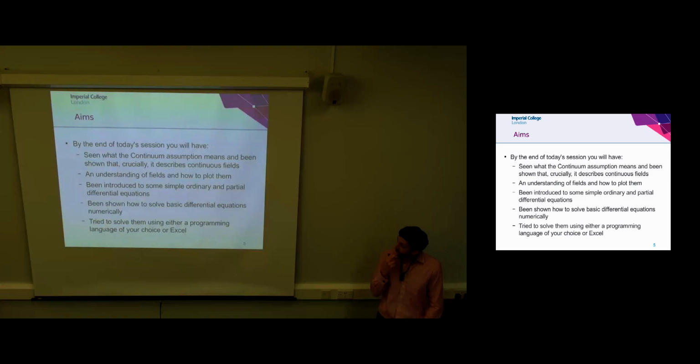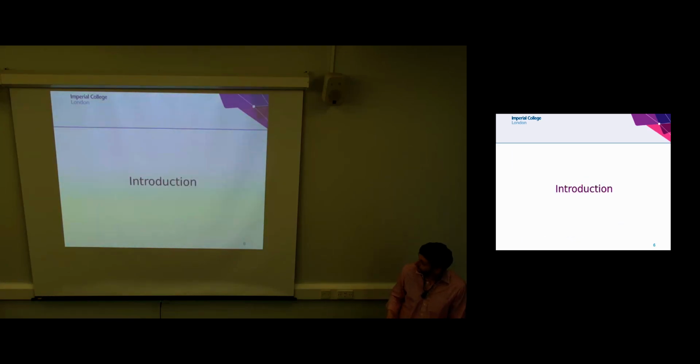But today we're just going to try and cover the meaning of the continuum assumption, and again this idea of continuous fields, and how to plot fields. This is where we're going to use the computers to actually explore the fields and look at how we plot them, either using Excel or using programming, depending on you guys and your background. And then just an introduction to some ordinary and partial differential equations, solutions of those, and then hopefully we'll build up a bit of code so that you've actually solved them yourself.